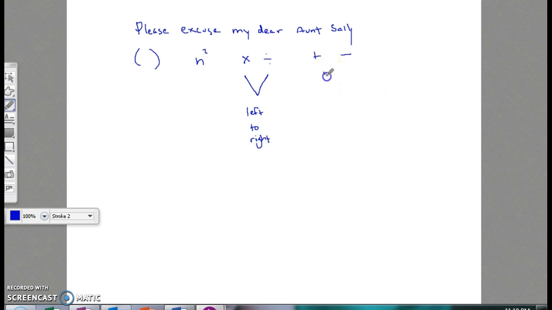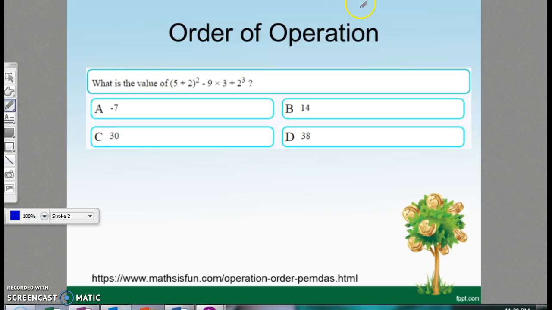And the same thing with addition and subtraction. By the time you get down to just addition and subtraction, you just go left to right. So let's look at an example of how that works. I'm going to go back to that slide we were looking at a minute ago.